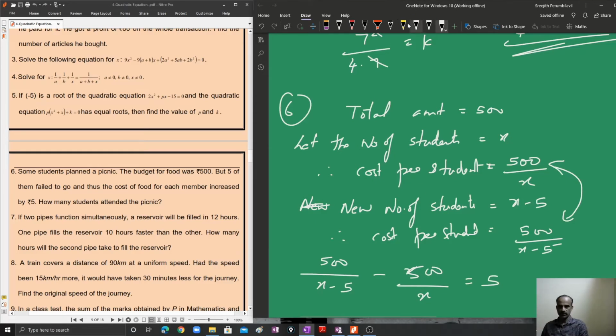Both of them are cost. This is the larger cost, where the denominator is smaller, the fraction is larger. So the larger minus the smaller cost. Right? The cost increases, so this is the larger amount, this is the smaller amount. So larger minus smaller is equal to 5.